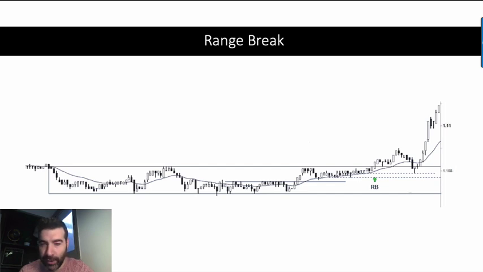He didn't go right away when he saw that it was getting higher. He waits till it actually breaks the box, and the 20 EMA is pushing it up, and he would go for about 10 pips at that time.